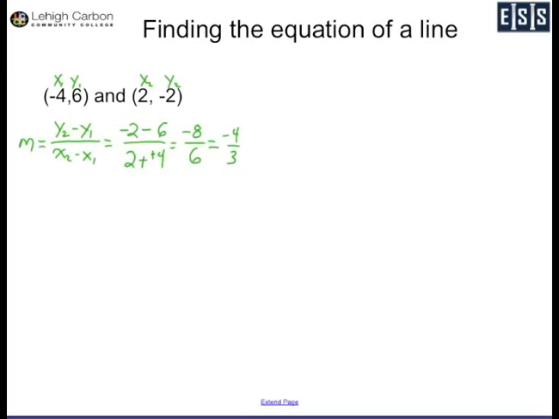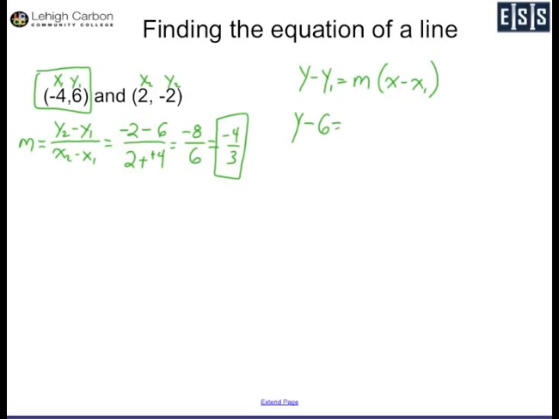So now I need to decide if I'm using point slope or slope-intercept form. I'm going to start with point slope form: y minus y1 equals m times x minus x1. And I'm going to use this point and the slope that I just found to plug into this equation. So I get y minus y1 was 6 equals m, negative 4/3, x minus negative 4.